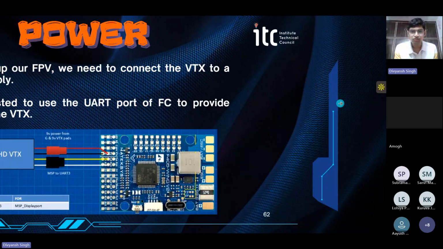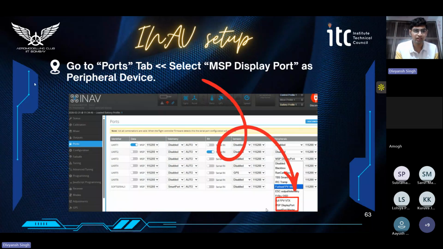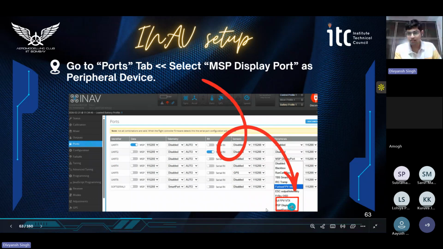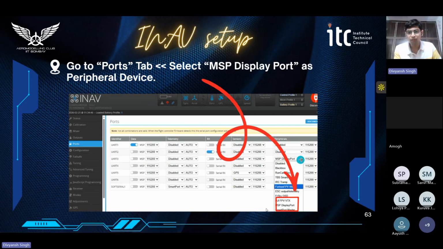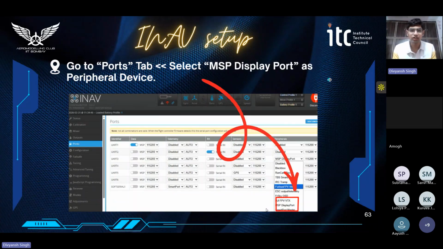Now let's move forward and see how we can set up this FPV in INAV. Once you have connected your FPV to your flight controller, you have to come back to your firmware, the INAV window. Again, as I have mentioned, you have to go to the ports section, and there you will see the MSP display port. In the peripherals option, you have to click on the drop-down menu and select the MSP display port option. This will allow your INAV firmware to get access to the video that your video transmitter is sending and display it to you.